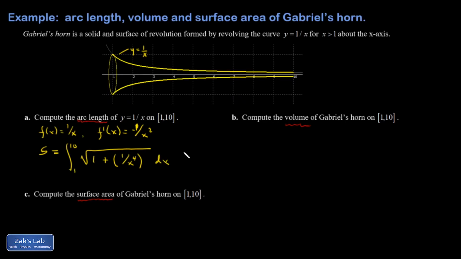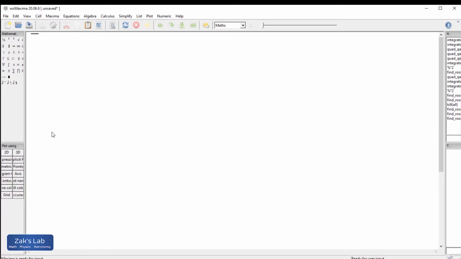dx. So if I go into a computer algebra system, and I'm going to go to wxMaxima, and I try to compute this, Maxima just gives me back the same integral, which means it couldn't find a way to do it symbolically. So we're going to have to use a numerical approximation on this.